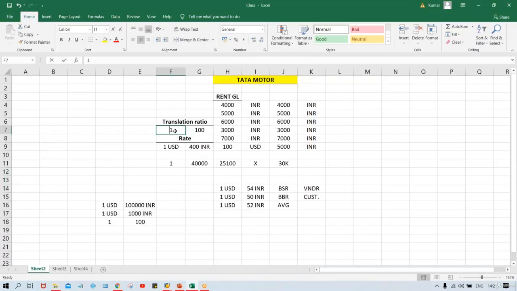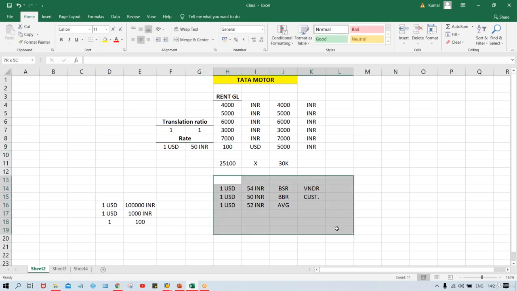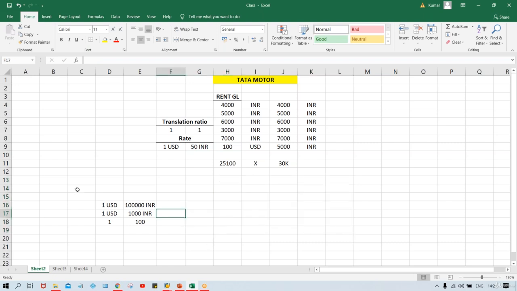See, translation ratio, now I'm going to make it 1:1 itself. That logic I have already explained in the previous session. So let me delete these things. Now here, 1 USD equals 50 INR, let's suppose, Indian currency. I'll remove these things also because this is already explained in the previous session. Now here, generally, 1 unit of foreign currency, the rate which I have specified in the exchange rate table, guys, 1 USD equals, let's suppose, 50 INR.